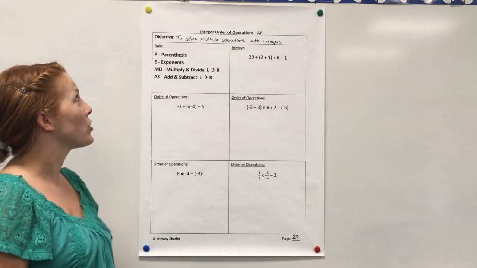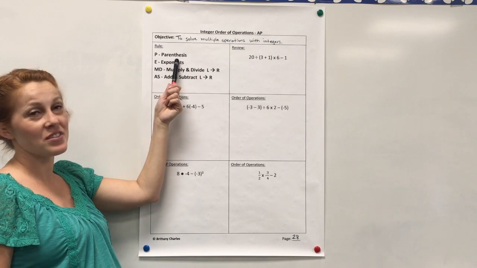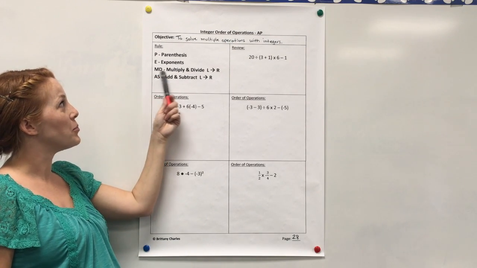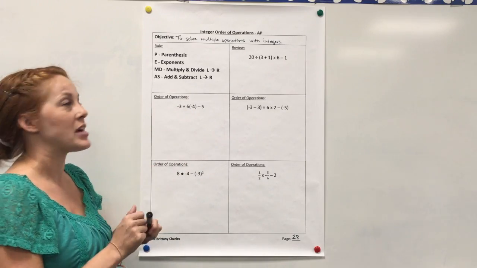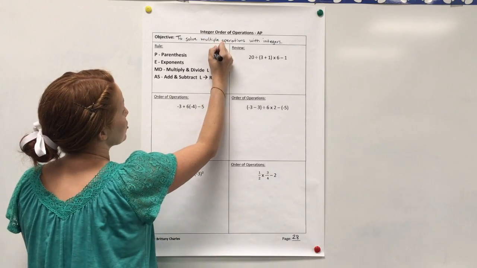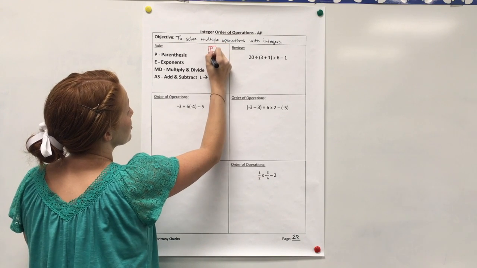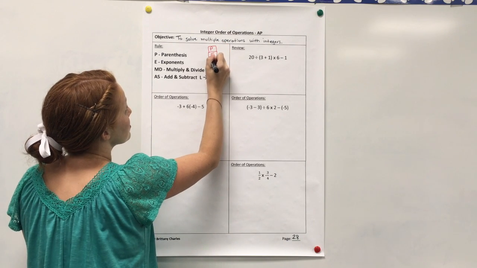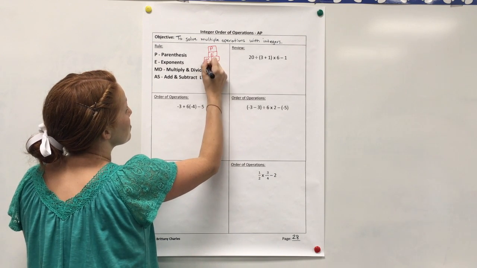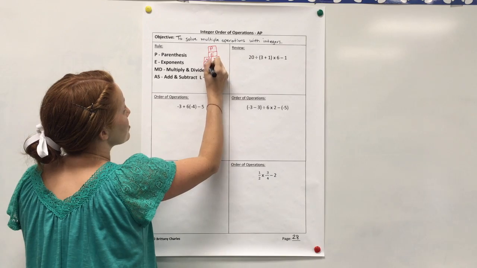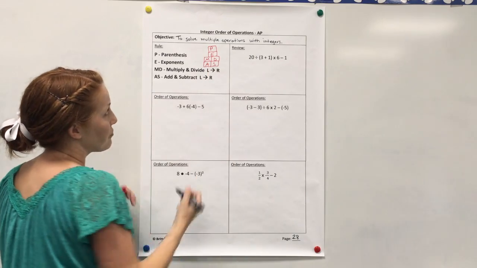All right, well, quick review. Remember, you have parentheses, exponents, multiply and divide, left to right, add and subtract, left to right. And you can think of it like a hopscotch. You do parentheses first, then exponents, then multiply and divide happen at the same time, and then add and subtract happen at the same time.